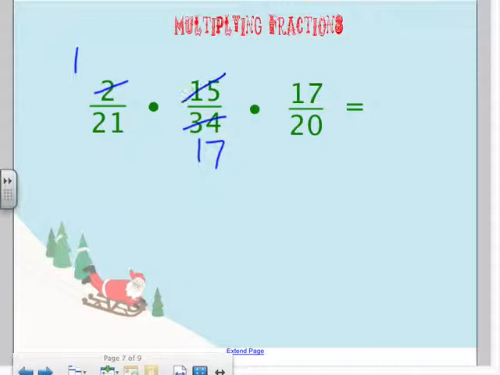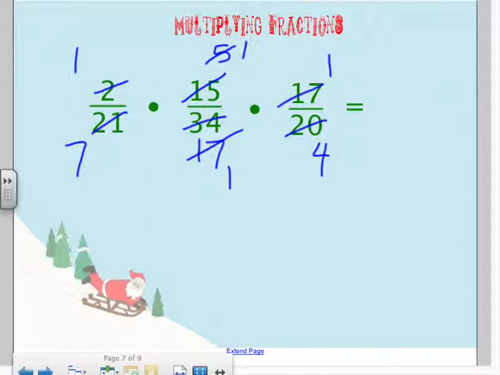15 and 20 can both be divided by 3. So that's 5 and that's 7. 5 can go into 20. Look, you can do this into something twice, right? So that becomes 1 and that becomes 4. And 17 and 17 are both divisible by 17. So that was a lot of simplifying we can do.